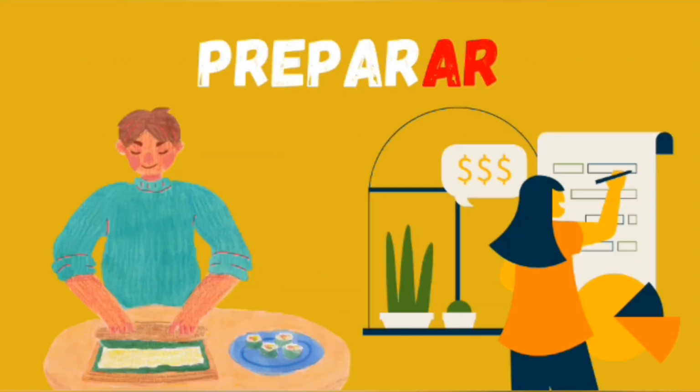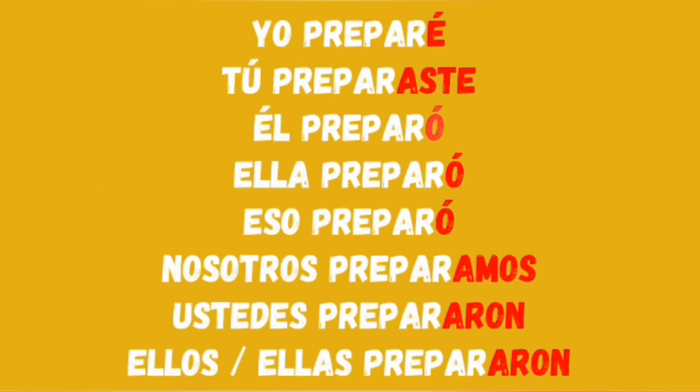So let's start with this verb, which means to prepare. To prepare in Spanish means preparar. So let's see how you have to conjugate this in the indefinite past according to the personal pronouns. If you want to say I prepared in the indefinite past, in Spanish you have to say yo preparé.